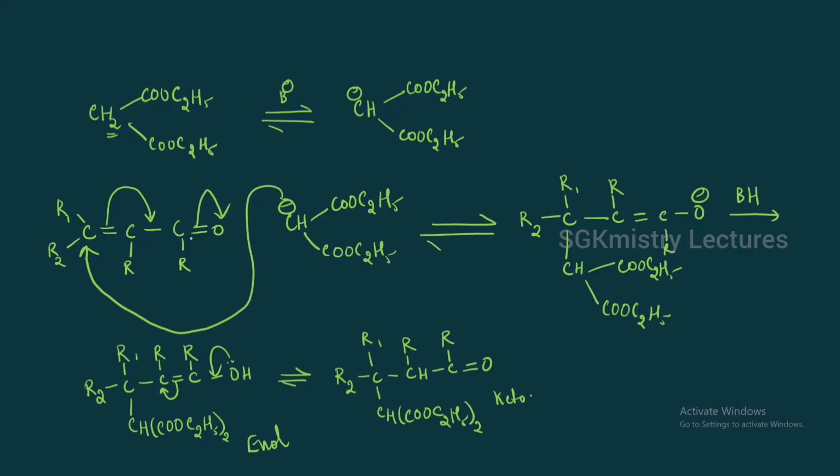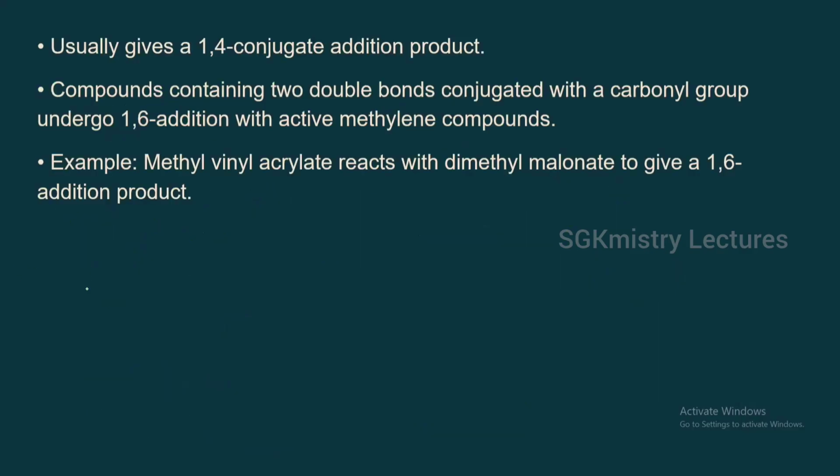Now, if the compounds contain two double bonds which are conjugated with a carbonyl group, they react with the active methylene compounds to give 1,6 addition compounds. We can take an example for this. Here CH2=CH-CH=CH, and a carbonyl group is present here, but it's not exactly an aldehyde or a ketone. We are taking an ester, but there is a C=O group. You can see there are two double bonds, and these two double bonds are in conjugation with the C=O group. In such cases, you're going to get the 1,6 addition products.